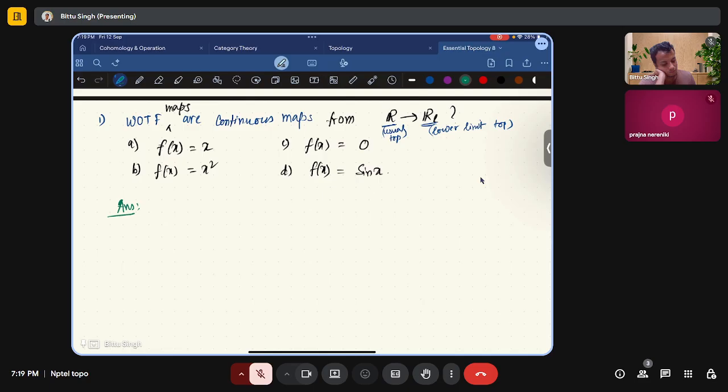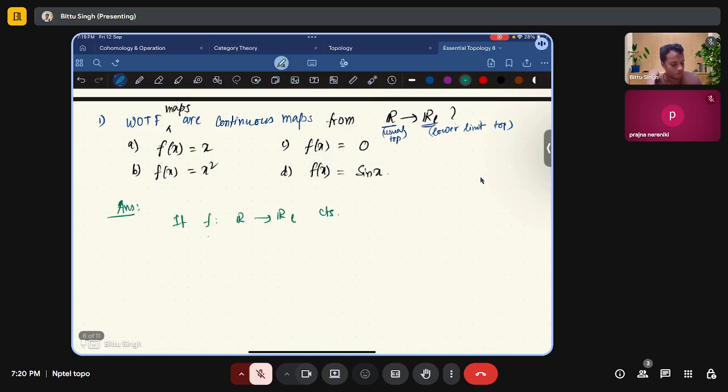Note that f from R to RL, if f is continuous, then what is the property? We know that continuous maps preserve connectedness, right? f of a connected set will be connected, or f of a connected subset will be connected.